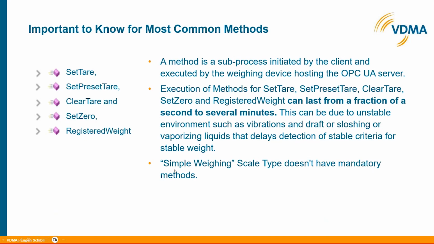Important to know is again here what I write. The simple weighing scale type doesn't have mandatory methods. The work group had in mind that we want to make OPC UA also available for very simple weighing devices, which maybe don't have the processor and the memory capacity to host a server that can execute methods. We really want to provide a simple solution to make OPC UA feasible for inexpensive weighing equipment.